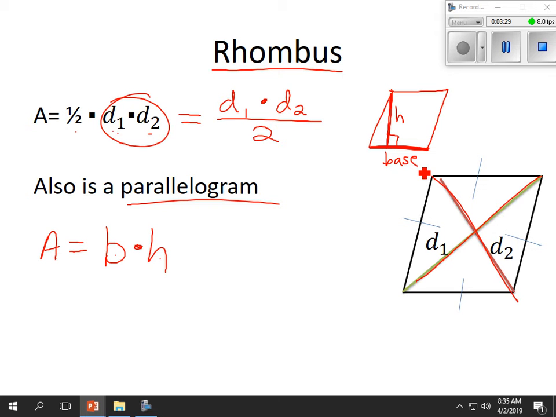And remember, base doesn't always mean bottom. It could be turned sideways or something else. So you could use this formula also. It just depends on what information you're given. If you're given the lengths of the diagonals, then you could use that. If you're given a picture that looks more like this, then you probably want to use the base times height.